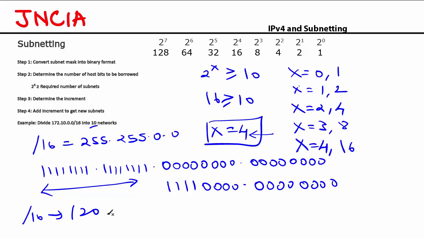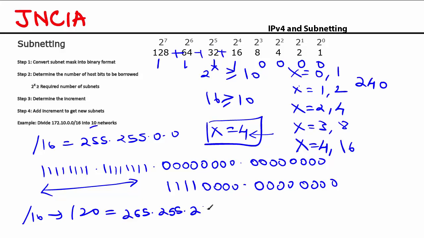To determine what /20 in decimal would be, we need to align these bits against the powers of 2. I have the powers of 2 listed here. Let's align the bits. So we have 4 zeros followed by 4 ones followed by 4 zeros, and then we add the powers of 2 corresponding to the ones. So that's 128 plus 64 plus 32 plus 16, and that will give you the value of 240. So /20 is 255.255. The third octet is 240.0, and that is your new subnet mask, my friend.